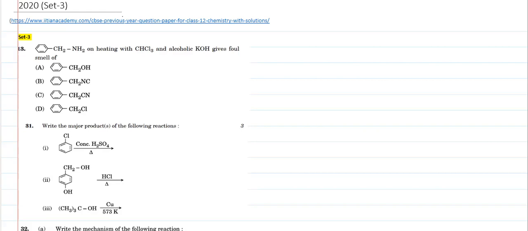This is question number 13. They've given us a compound, and this particular compound, when it's heated with chloroform and alcoholic KOH, gives us a foul smell. Based on the reactants in this equation, it's obvious that it's a carbylamine reaction. The carbylamine reaction is what you've learned in amines, and basically you get isocyanides or carbylamines from amines.